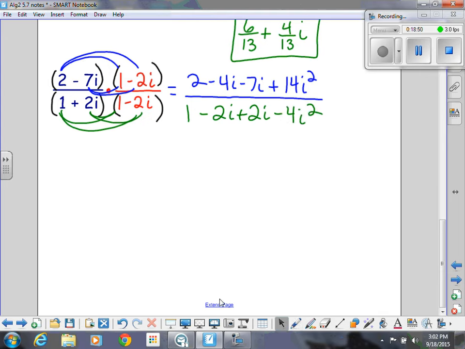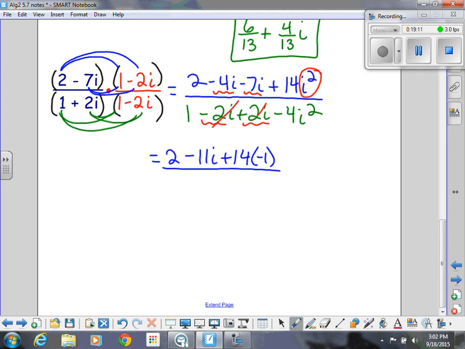All right, we're ready to combine now. In the numerator, these combine, and I replace the i squared. So that's going to become, in the numerator, 2 minus 11i plus 14 times negative 1. In my denominator, I'm going to combine the negative 2i and the positive 2i. Remember, those should cancel. And then I'm going to replace the i squared. So I should have 1 and then minus 4 times negative 1.